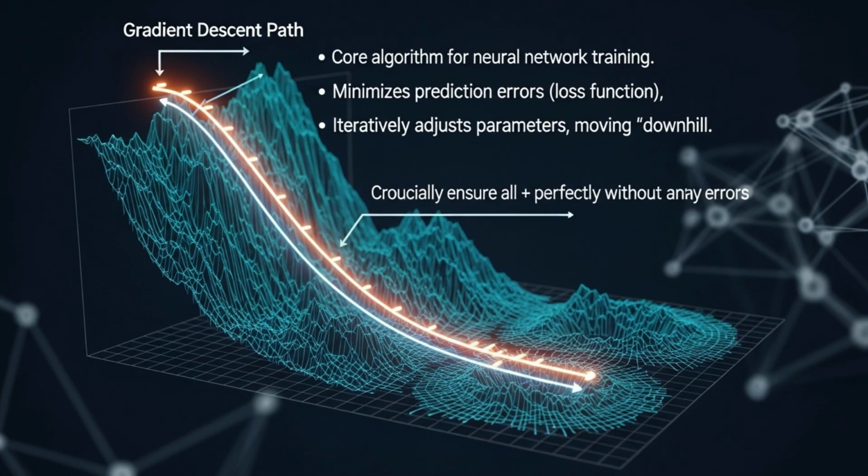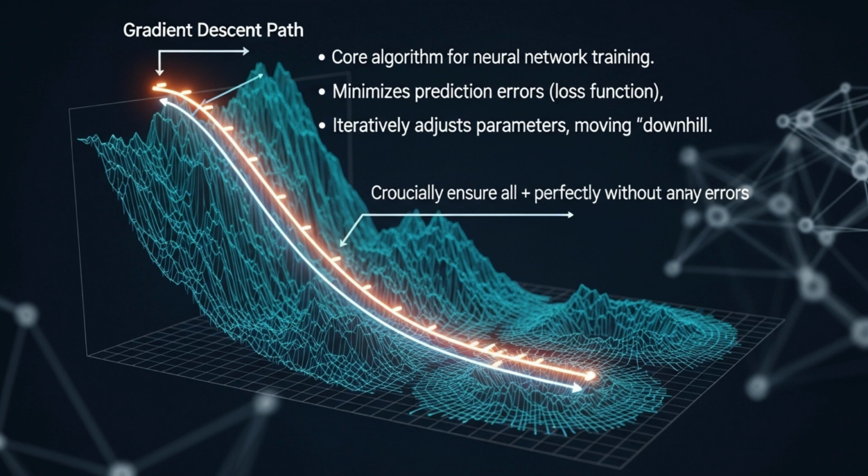Now, let's bring it all together with gradient descent. This is where calculus truly becomes the magic behind AI learning. Imagine you're hiking down a mountain in thick fog, trying to find the lowest point. You can't see far ahead, but you can feel the slope directly under your feet. Gradient descent is exactly like that. It's the core algorithm behind all neural network training.